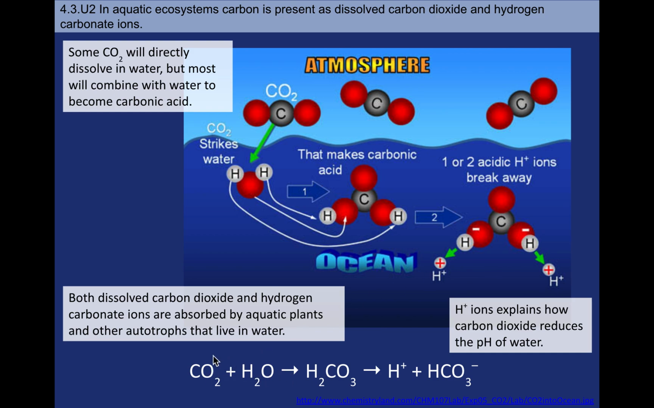So here's the chemical equation down here. You have the carbon dioxide interacting with water. That gives you carbonic acid. But then the carbonic acid dissociates and you have single H plus ions, and now the carbonic acid turns here into this molecule. And you have these H plus ions increasing the acidity, or reducing the pH of the water, which means it's becoming acidic.